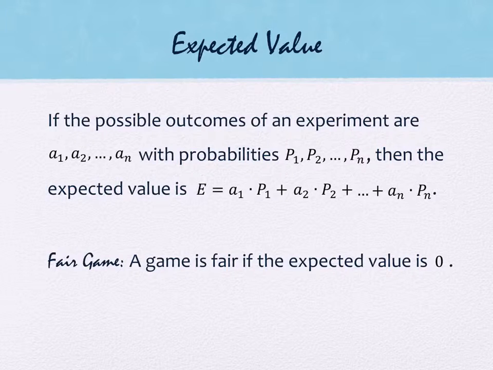If the possible outcomes of an experiment are A1, A2 up to An, with the probabilities P1, P2 up to Pn, then the expected value is A1 times P1 plus A2 times P2 all the way down. Okay, so jot that down. And we will call a game fair when the expected value is 0.